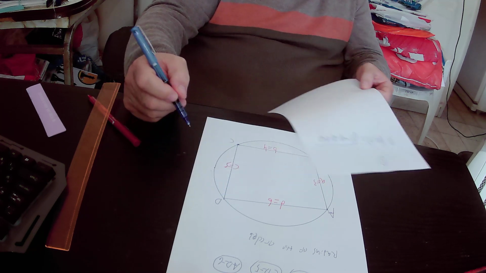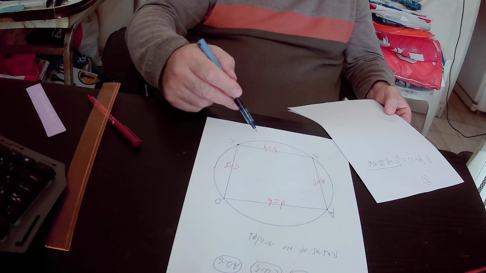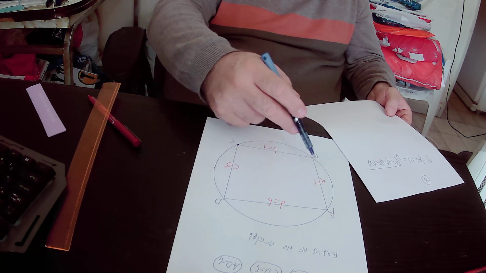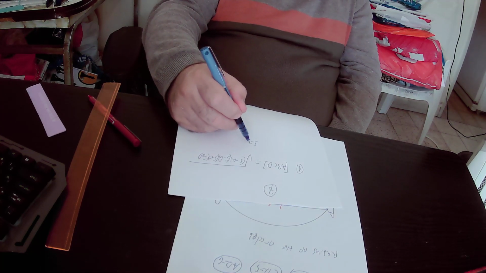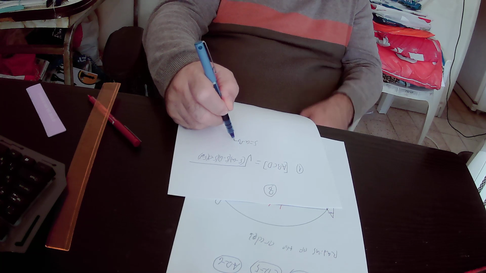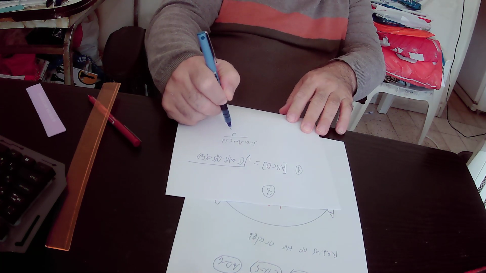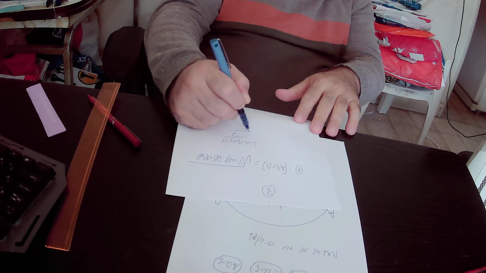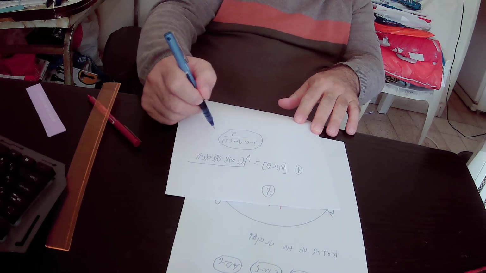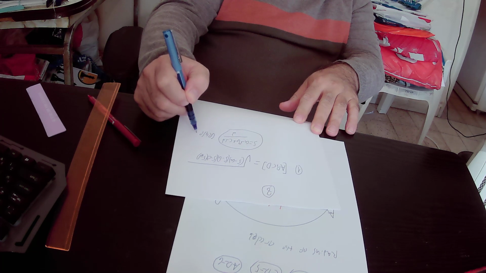So here A, B, C and D are the lengths of this quadrilateral ABCD's sides, and S equals A plus B plus C plus D over 2. That is to say, it equals the sum of the quadrilateral sides over 2. That is actually the implementation of rule number 1 in our drawing.